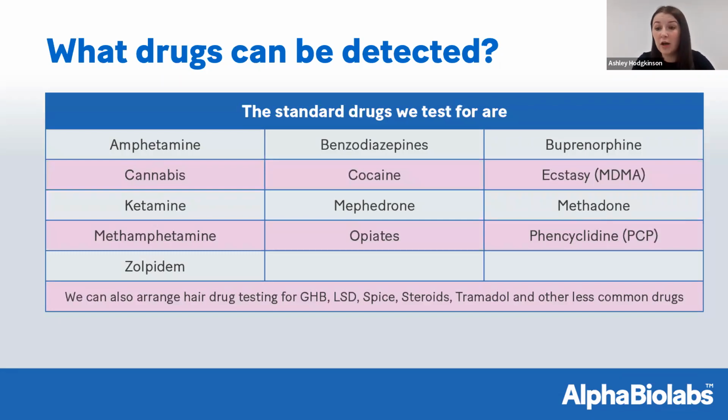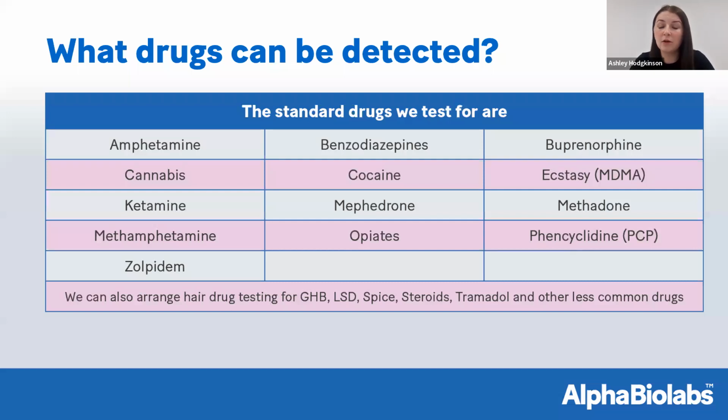So what drugs can we test for? Here is a list of the standard drugs that we test for, the most commonly requested. We can also test for a range of other drugs. Even if you need a test for a drug group that's not currently on this screen, it's more than likely something we can help you with. You would just need to get in touch. It might not be something that's commonly requested.